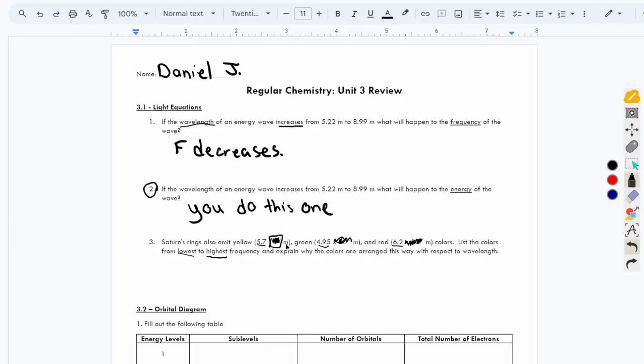They've given us wavelength, and they're asking us to put them in order of frequency, right? So we just said over here a minute ago that wavelength and frequency have an inverse relationship. When wavelength goes up, frequency goes down, and when wavelength goes down, frequency goes up. So using that information, using your popsicle stick that you're allowed to have on your test, put these in order from lowest to highest frequency. All right?